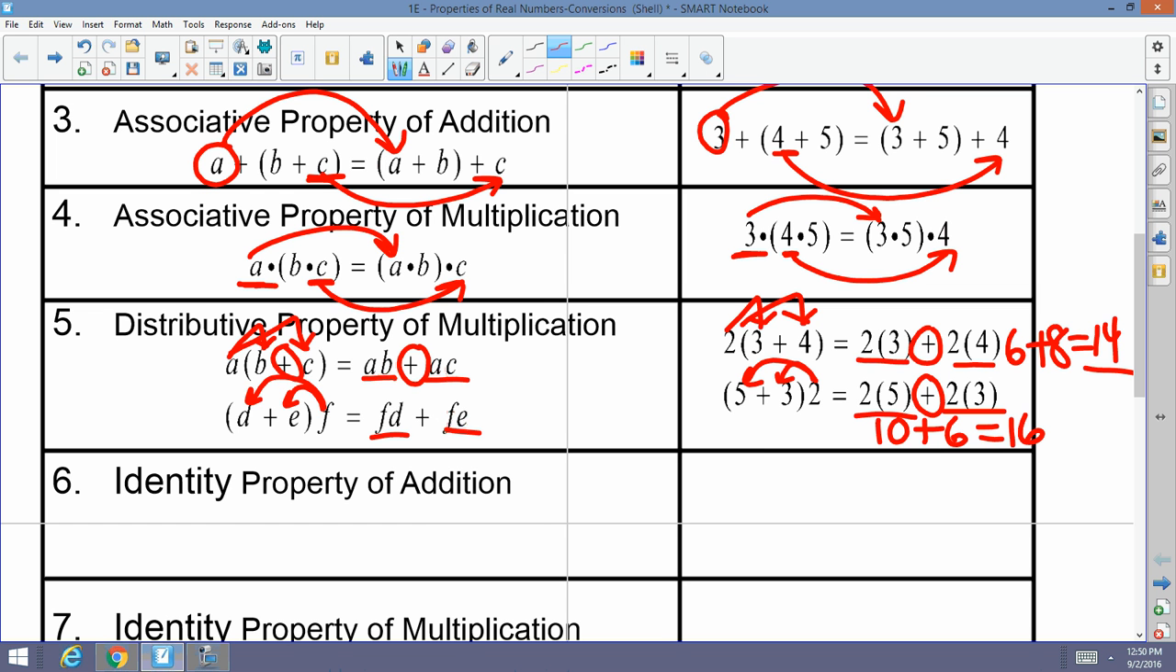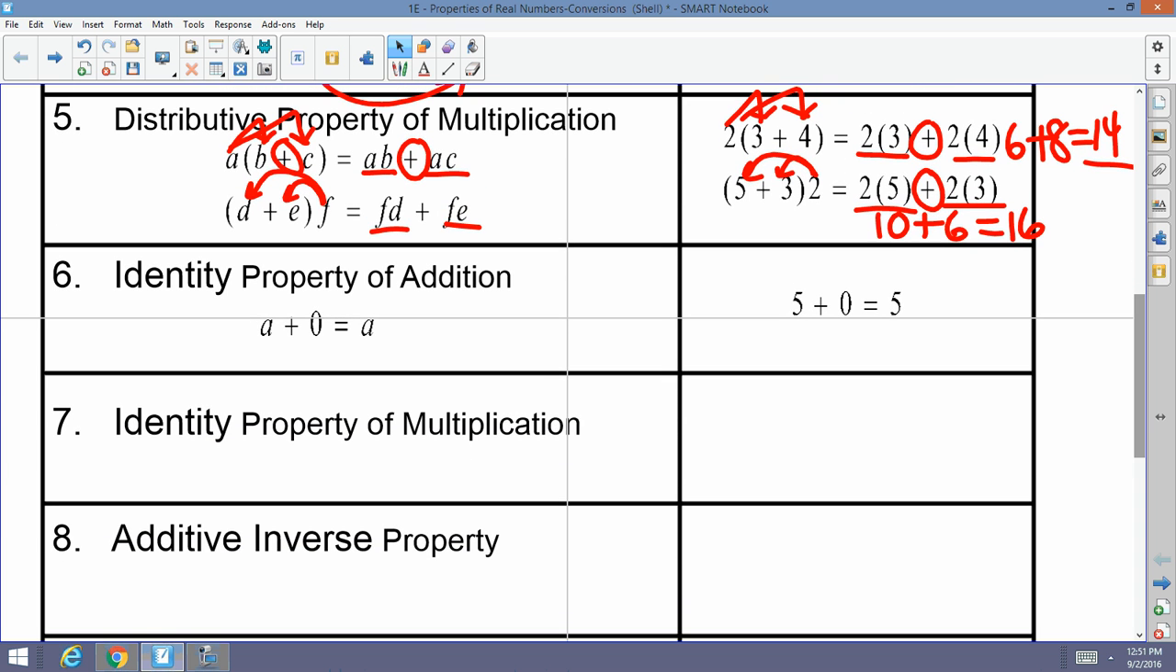What number would I add to anything else to get itself? Okay, what number would I add to any number to show its own identity? Hopefully you're thinking of 0, because the identity property of addition states that A plus 0 equals A. In other words, anything plus 0 is itself. For example, 5 plus 0 equals 5. Okay? So the identity property of addition, very important.